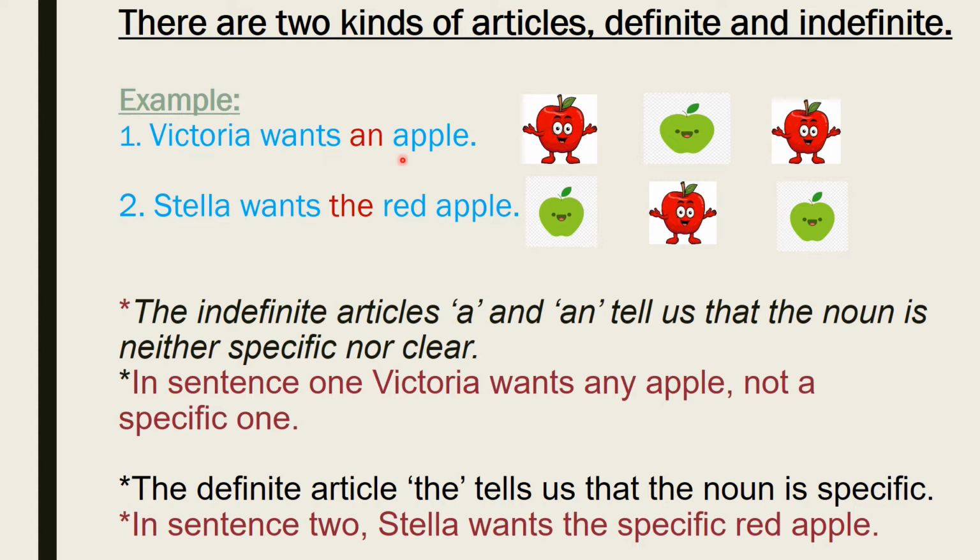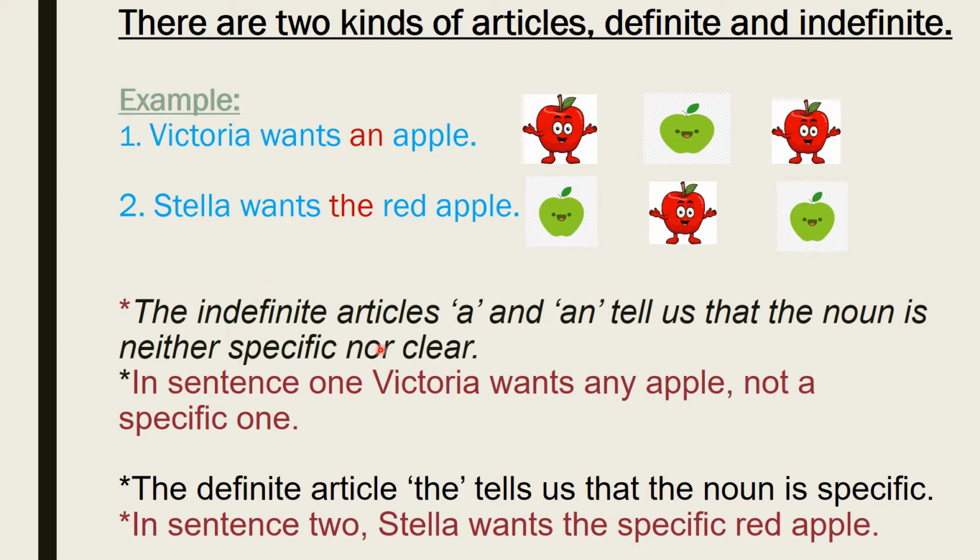Victoria wants an apple. Stella wants the red apple. Here you can see that in the first example I have used an, and in the second I have used the article. Why have I used different articles here? To understand it, let's read the definition.